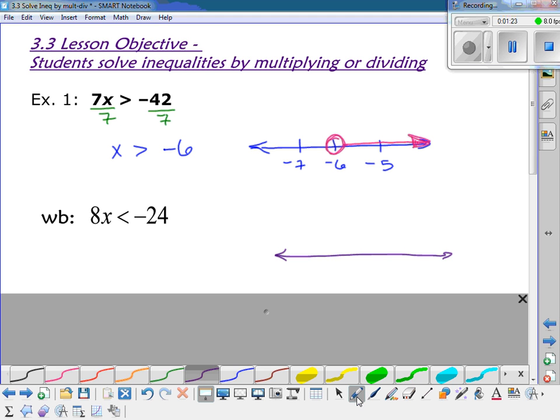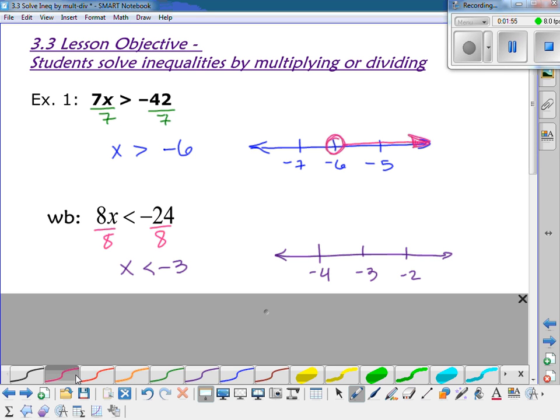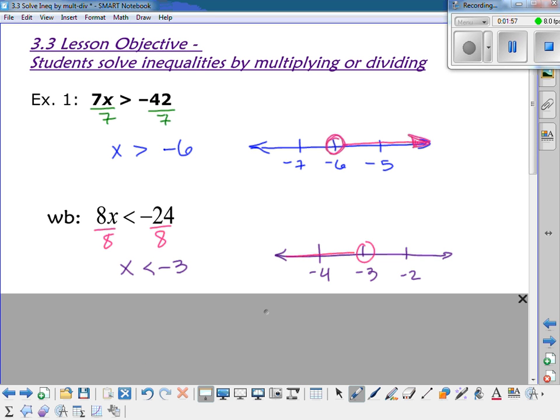Okay, so most of you guys are getting it right, but a couple of you had a slight oversight. When you divide both sides by 8, whoops, get my pen back. You get that x is less than what? -3. A couple of you guys forgot the negative sign, so that's why you didn't have it right. And so when you graph it, you're going to have your open circle on -3, and this time it's going to the left.